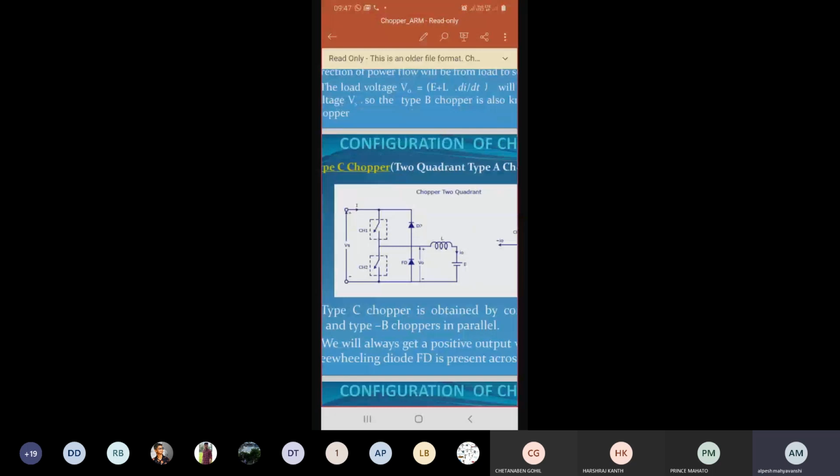Here the freewheeling diode is here. If we see the circuit diagram, what happens? We have a chopper 1 and chopper 2. Both are connected in series. And diode D2 and freewheeling diode. So diode D2 is connected in parallel with the chopper 1. Diode FD is connected across the load, or it is connected parallel to the chopper 2. So here the freewheeling diode is connected across the load.